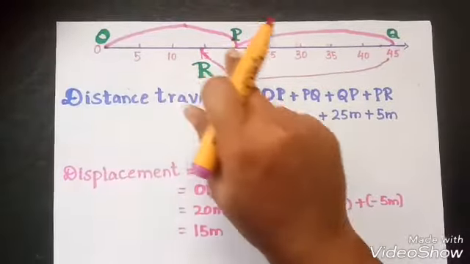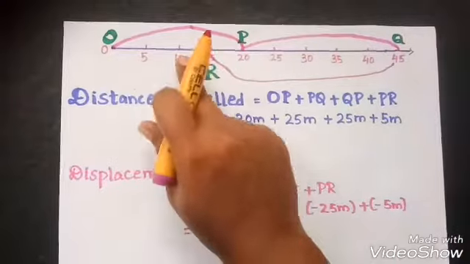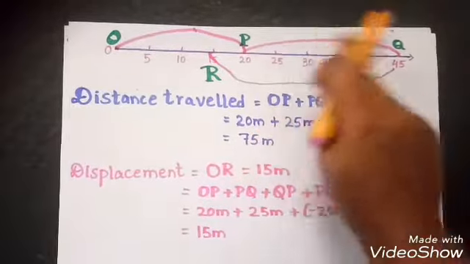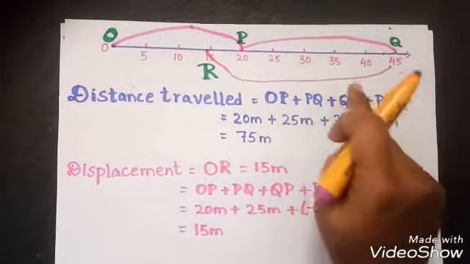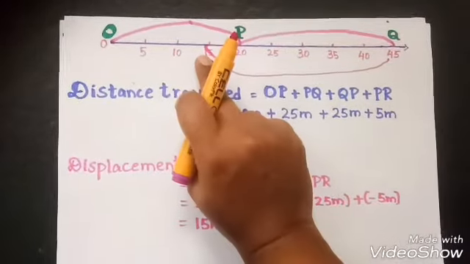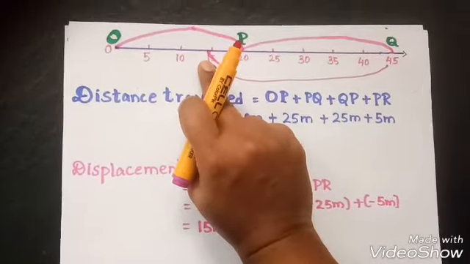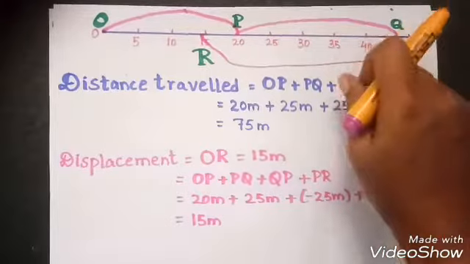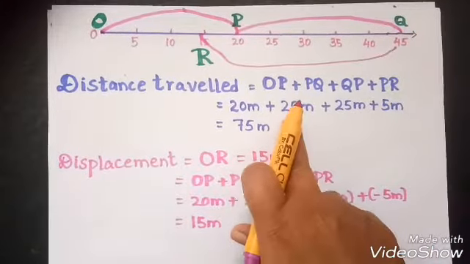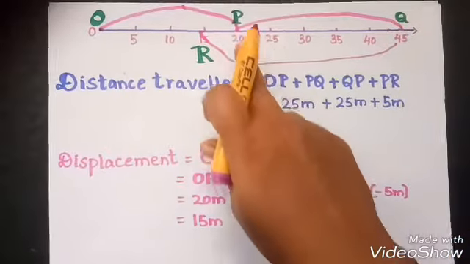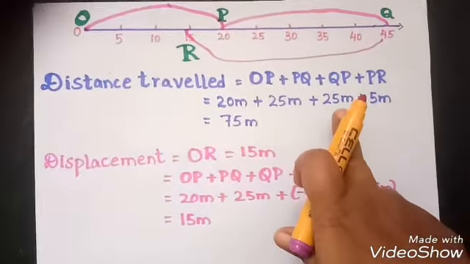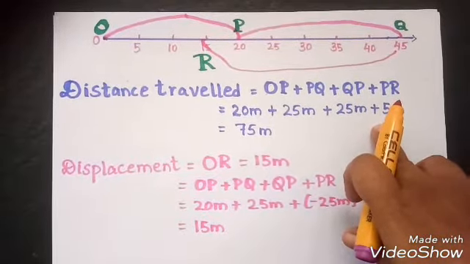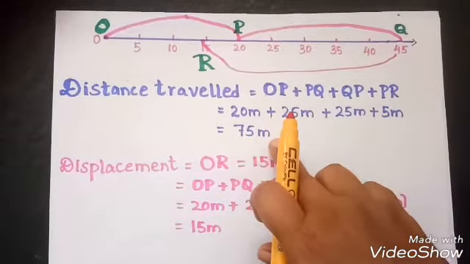Object is starting from O, moving to P, P to Q, Q to R. Then in such case, the distance traveled, we can write it as OP plus PQ plus QP plus PR. So now distance traveled, OP, what is the length we have? 20 meters. And PQ, P to Q, so what is the length we are getting here? 25 meters. And if it is moving back, Q to P, what is this length? 25 meters. And P to R, so that is 5 meters. So total, what is the distance traveled by the object? That we get it as 75 meters.